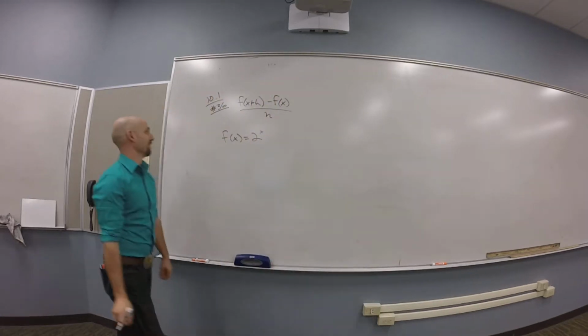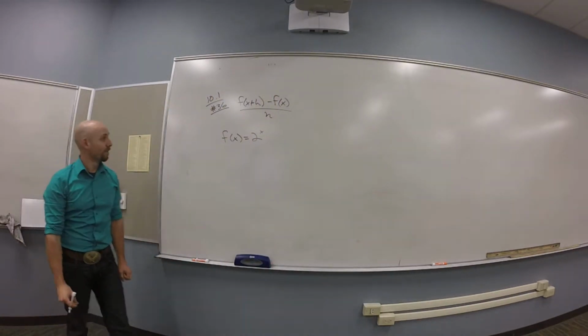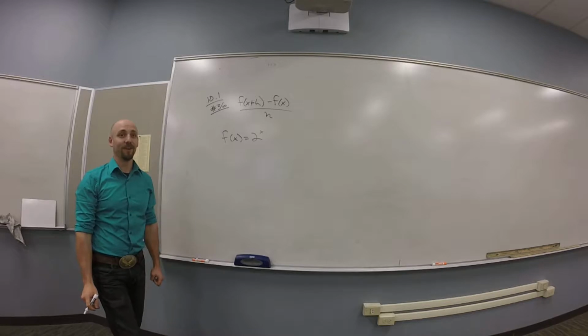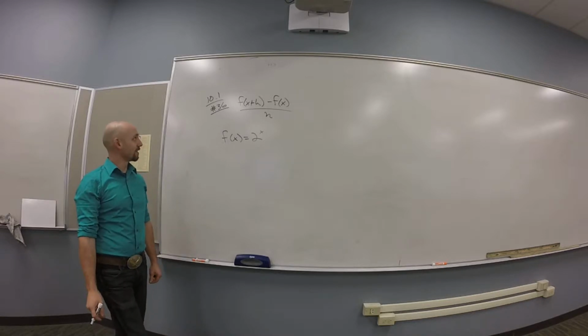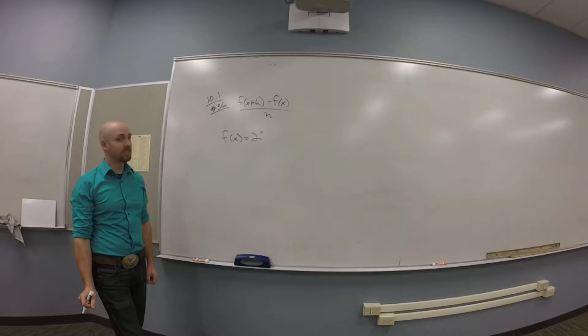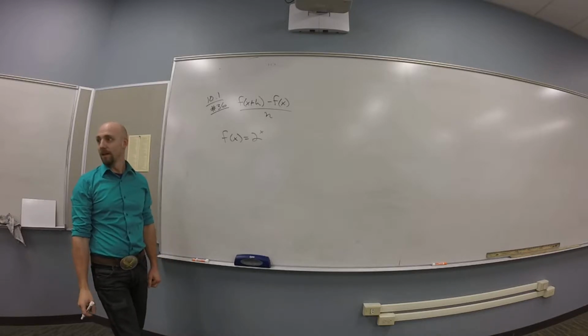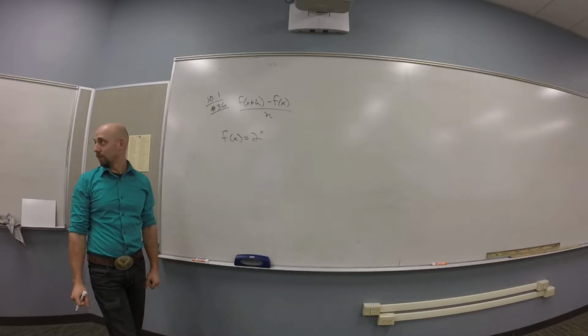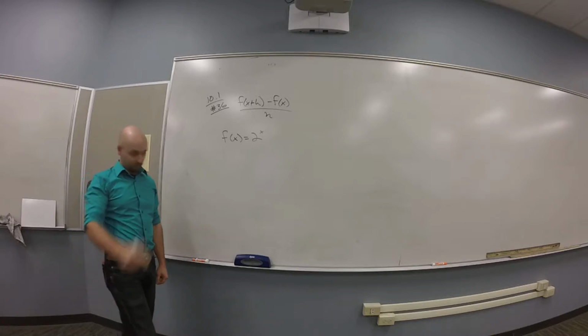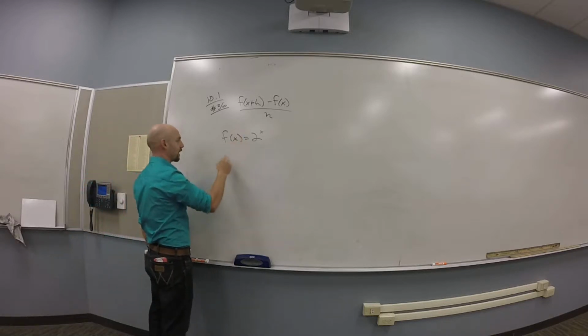All right, so let's refresh our exponent brains for a second. I want to calculate a difference quotient for f of x equals 2 to the x. So how do I do this? What do I start with? Okay, so plug in x plus h.